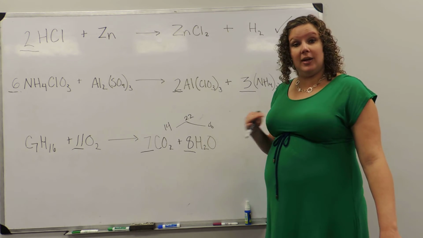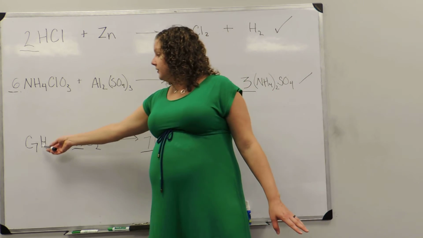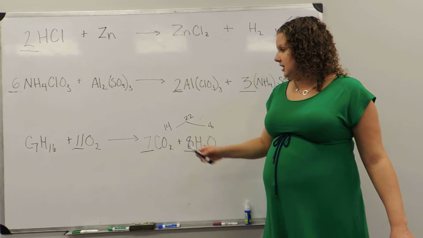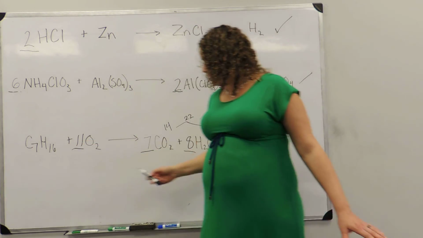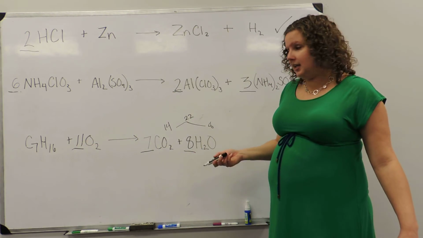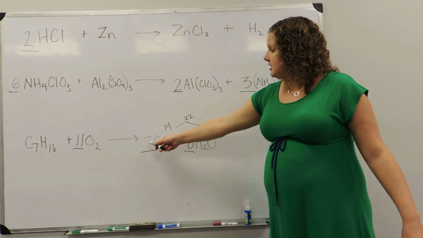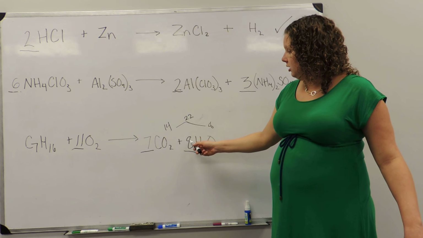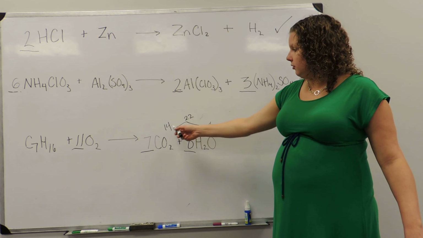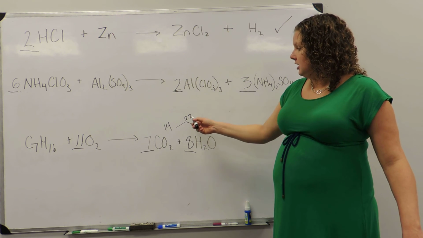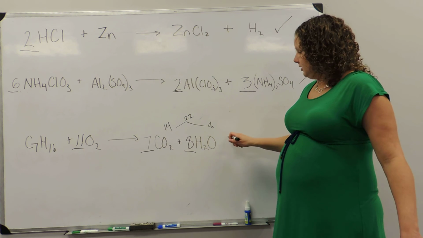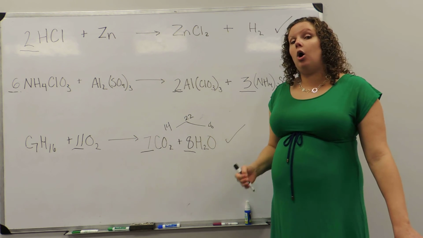And if we want to go back, we can double check everything. 7 C's, 7 C's, 16 H's, 8 times 2 is 16. Now we do the O's. 11 times 2 is 22. 7 times 2 is 14, plus 8 times 1, which is 8. So 14 plus 8 is 22, so I am balanced. Again, you can always check.